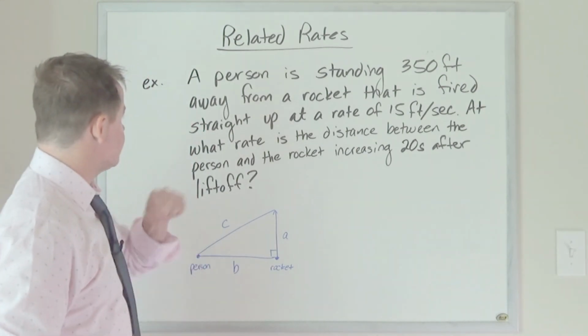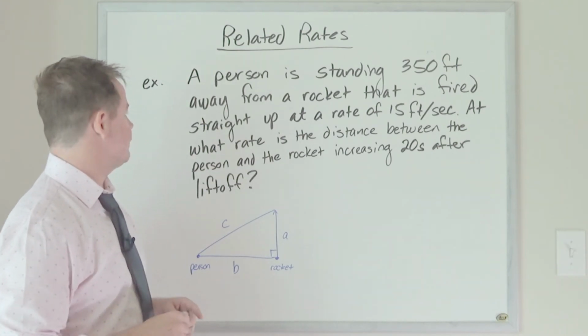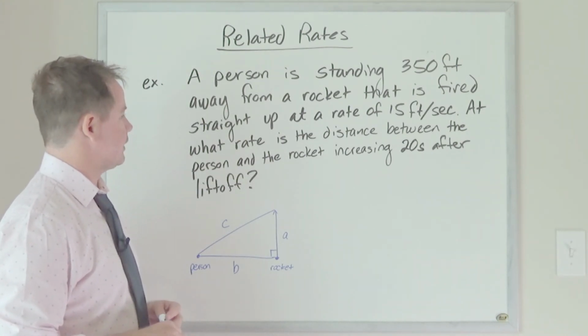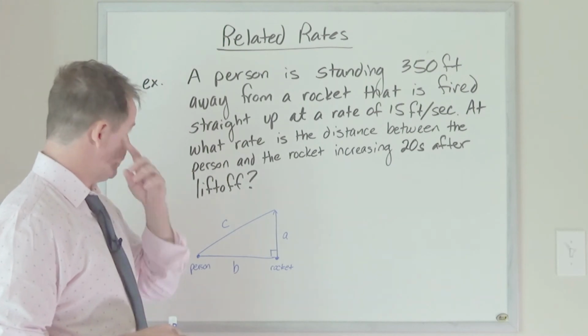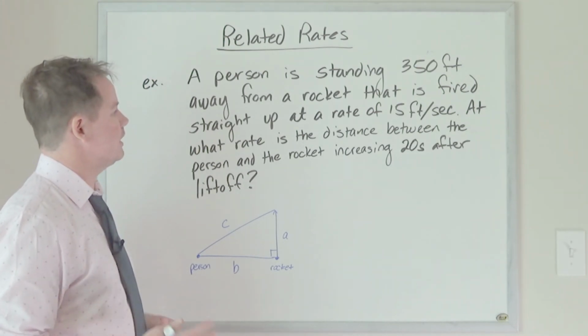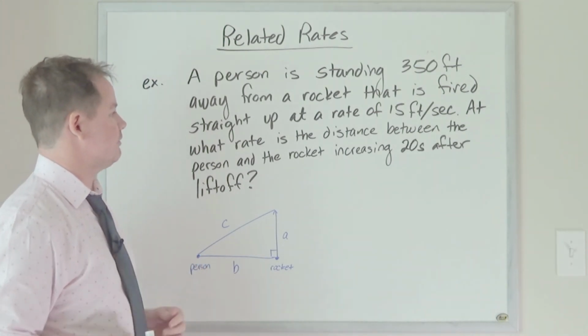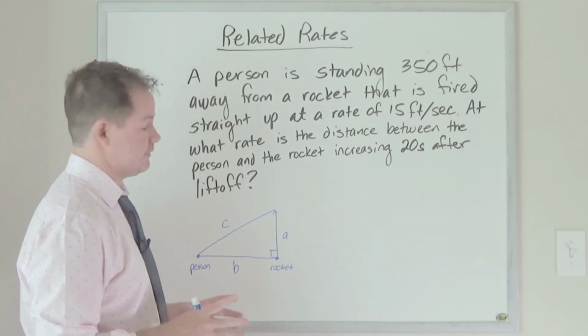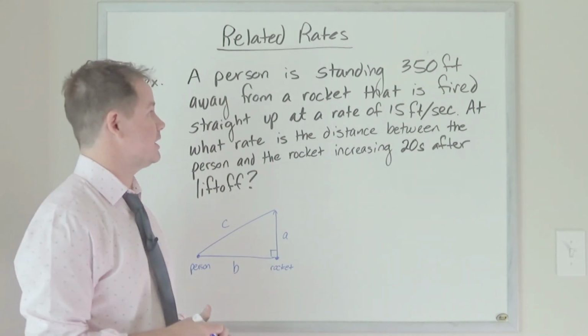these. So this question says a person is standing 350 feet away from a rocket that is fired straight up at a rate of 15 feet per second. At what rate is the distance between the person and the rocket increasing 20 seconds after liftoff? So let's take a look at the key information that we have here.